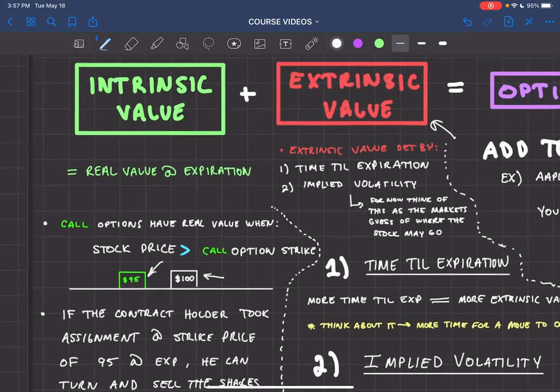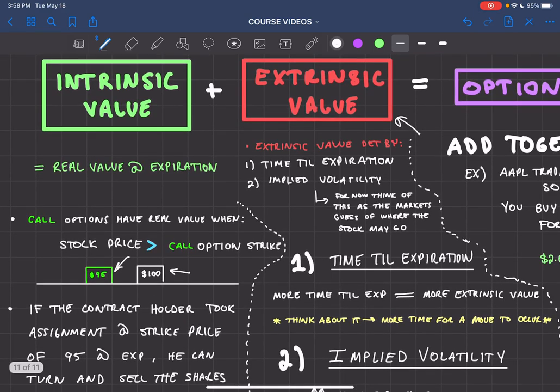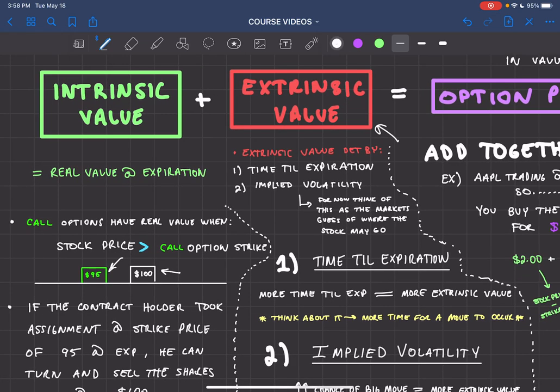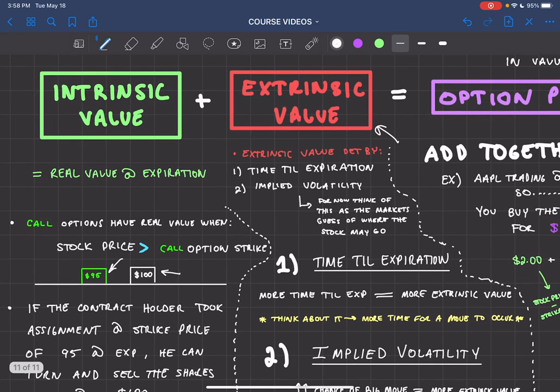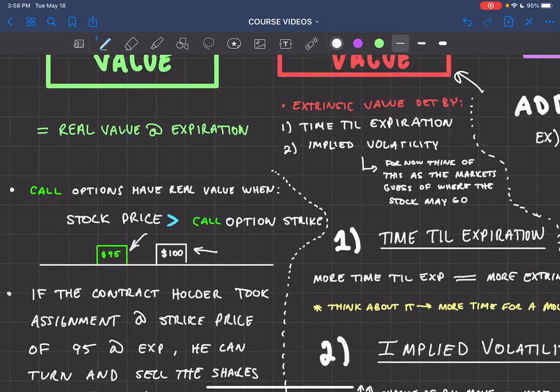So let's first cover intrinsic value. So intrinsic value is equal to the real value at expiration. Now, it's important here not to get lost in the terms and just focus on what's important. So let's say we have a call option. Call options have real value when the stock price is greater than the call option strike price at expiration. So let's really think about this.